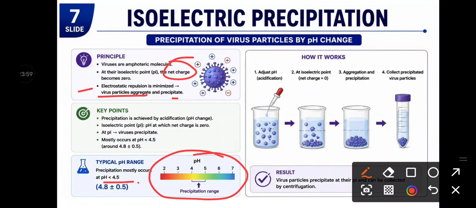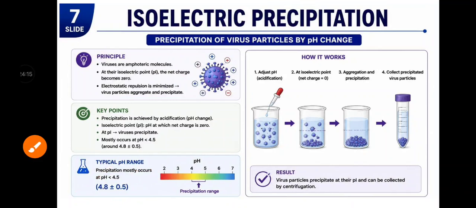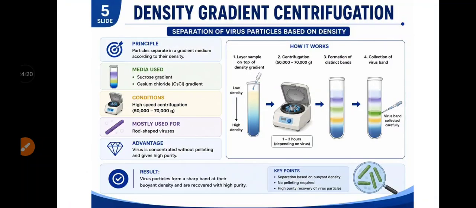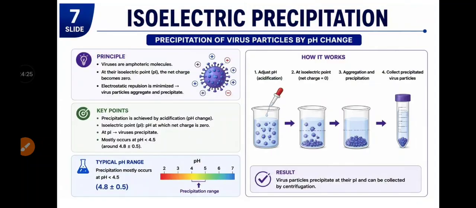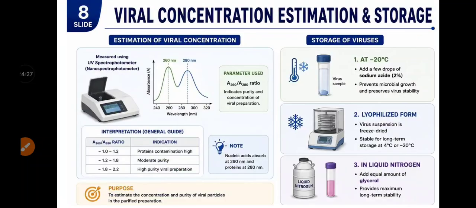Generally, if in an MCQ based question it is asked what is the isoelectric point for virus precipitation, that is less than 4.5, or more specifically 4.8 plus minus 0.5. So this is about the methods of final viral purification, that is the density gradient centrifugation, ultracentrifugation, salt precipitation, and isoelectric precipitation. Then ultimately we will get the virus in purified form.